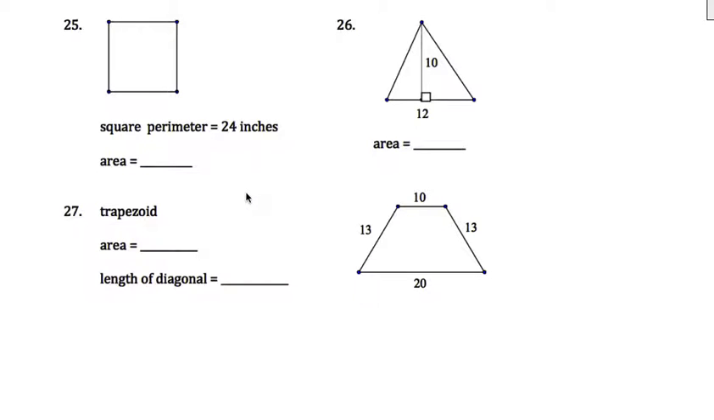For the next section of your test, you'll be finding the area of these quadrilaterals or shapes that we have been discussing. So with number 25, you have a square that has a perimeter of 24 inches. Since I'm finding the area, you'll notice that I always start by just writing the area formula, which in this case, area equals base times height.